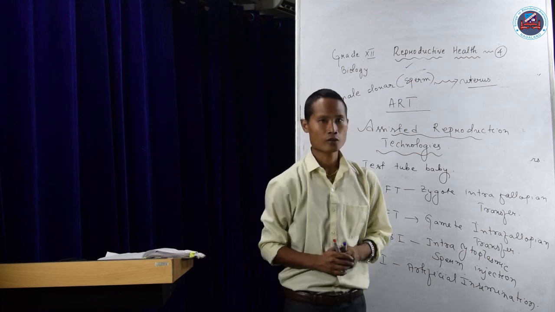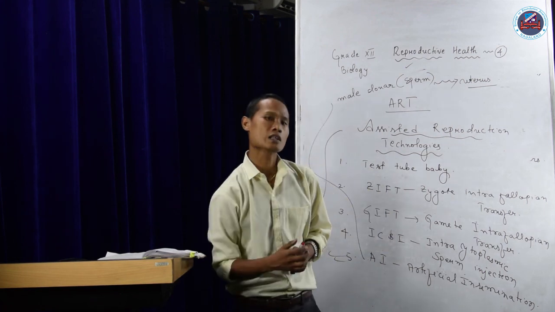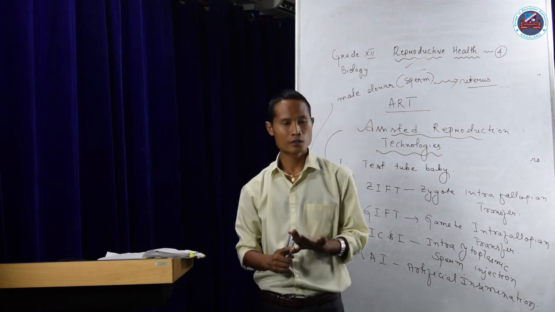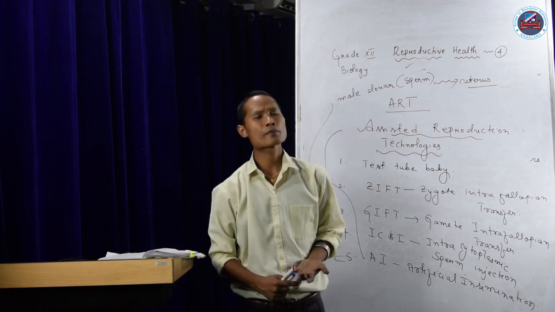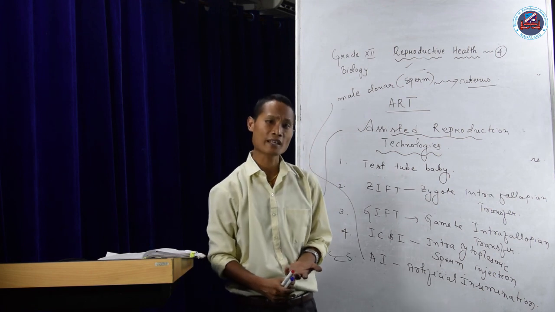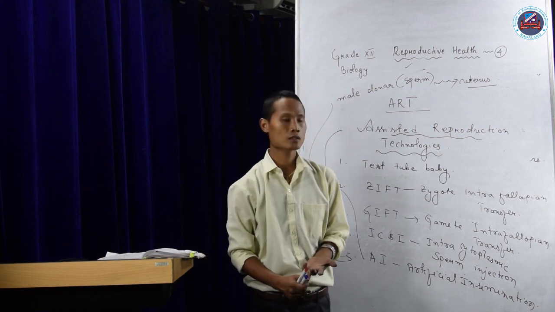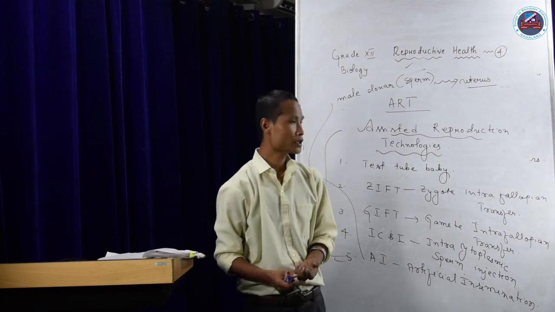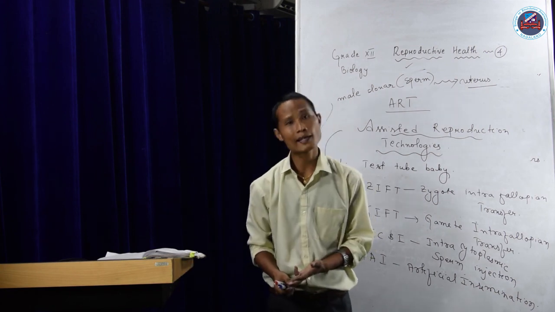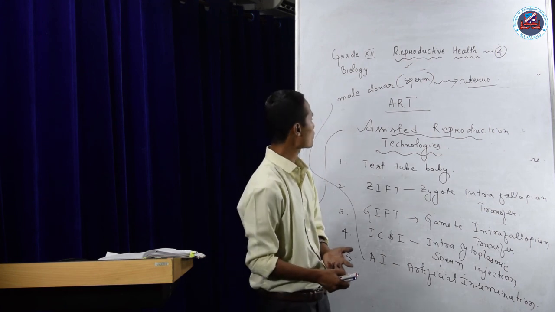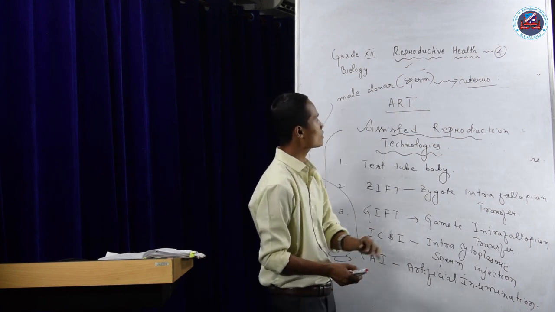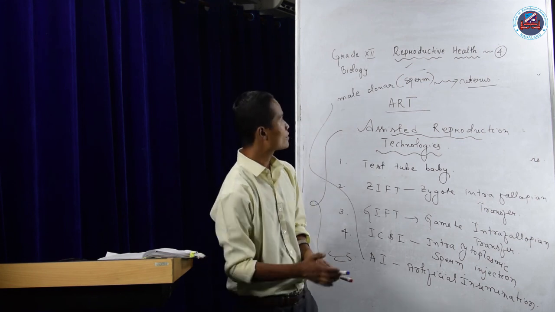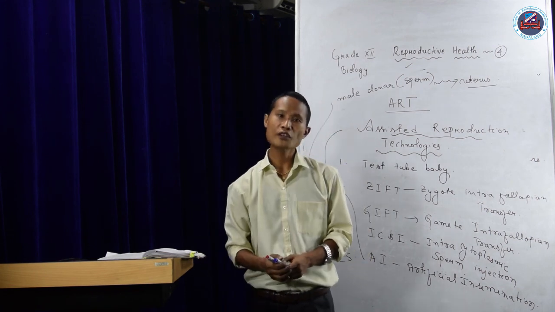In this class, we have discussed reproductive health. We discussed contraceptives, the types of contraceptive methods needed to control the population. Third, we talked about STDs, and the last topic is about ART. So I will complete this chapter with this brief explanation.